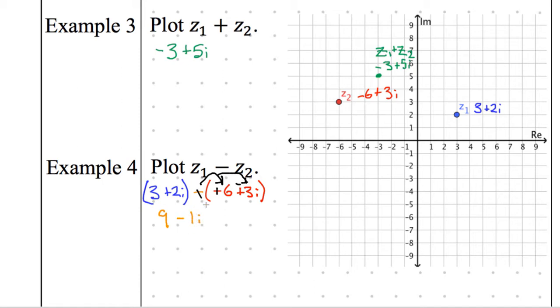So now I graph that. 9 minus i: I go 9 in the real, I go minus 1 in the imaginary. There it is. This is Z1 minus Z2. I do a little slash to let you know it's a Z and not a 2.